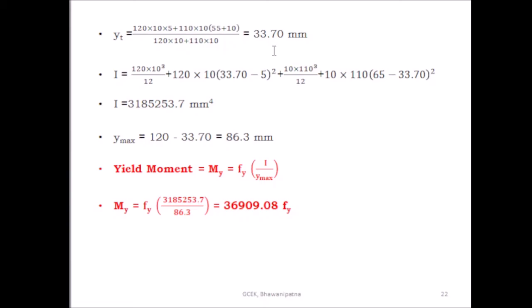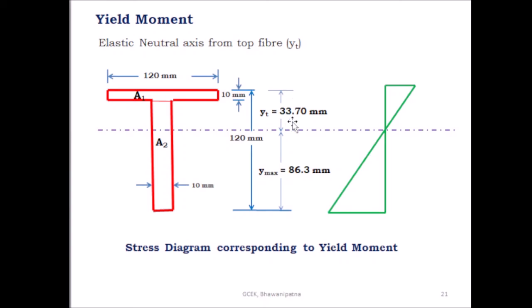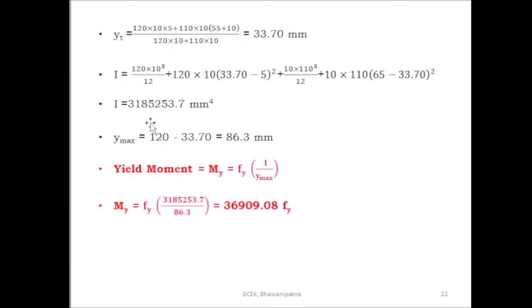So this yt is equal to 33.70 mm. The elastic neutral axis passes at a distance 33.70 mm from the top fiber. This is the compression side and this is the tension side. The most distant point from the neutral axis, that is y max, you can find out by deducting this yt from the total depth of the T section. So y max is equal to 120 minus 33.70, which is equal to 86.3 mm.